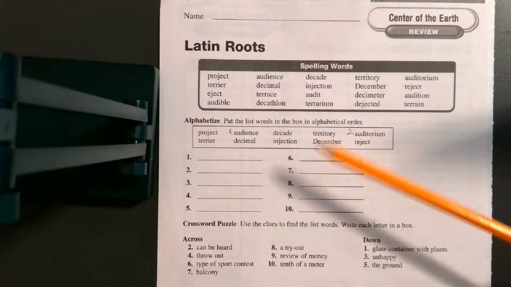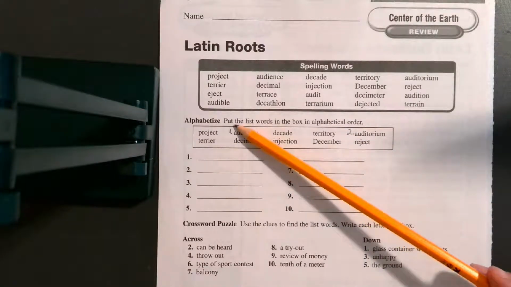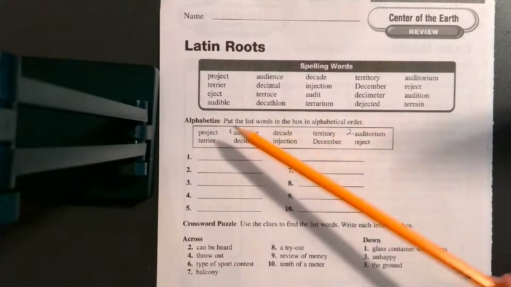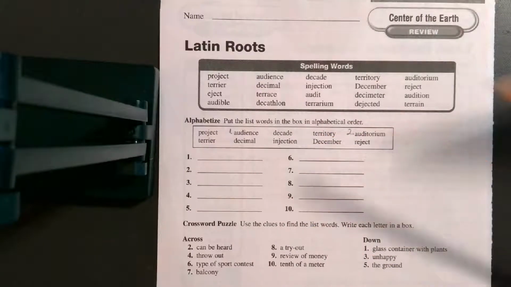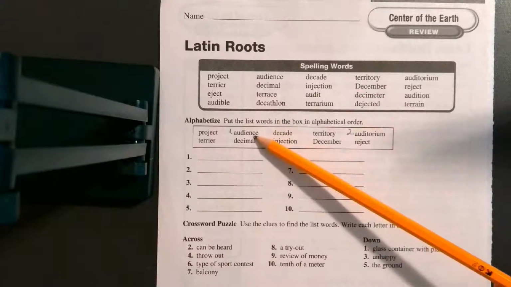So the directions for the top part are alphabetize, which means to put them in ABC order. It says put the list words in the box in alphabetical order. We have project, audience, decade, territory, auditorium. And so we'd say which word starts with A. We have audience and auditorium.